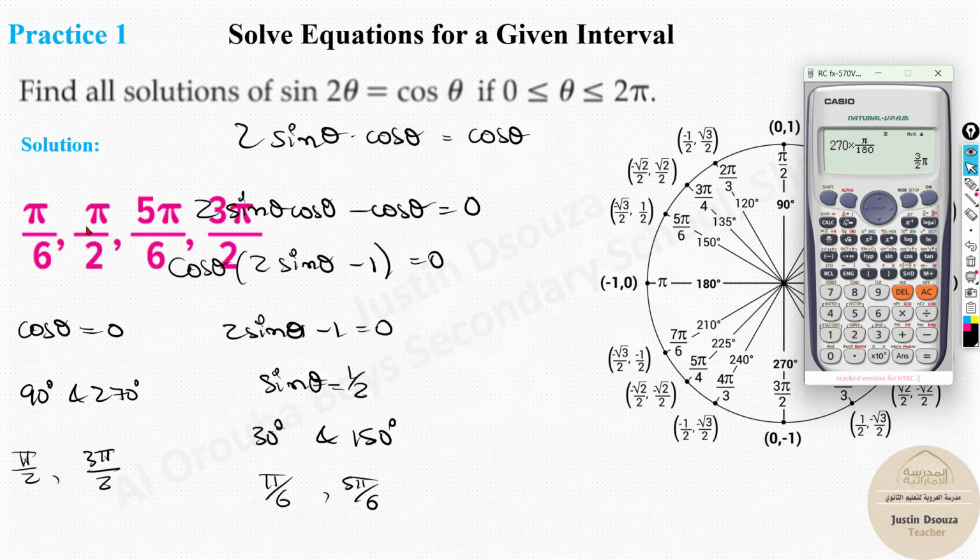So these are the solutions. You can see over here it's pi by 6, pi by 2, 5 pi by 6 and 3 pi by 2. They write in ascending order. 30 degrees is the least, then 90, then 150 and 270. So those are the solutions.